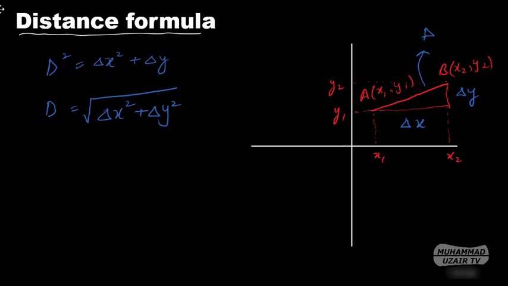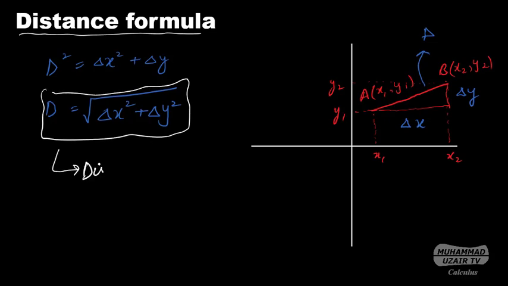So this is the distance formula. Using this formula we can find the distance between 2 points. Let's suppose this is point A, this is point B. Using this formula we can find this distance.